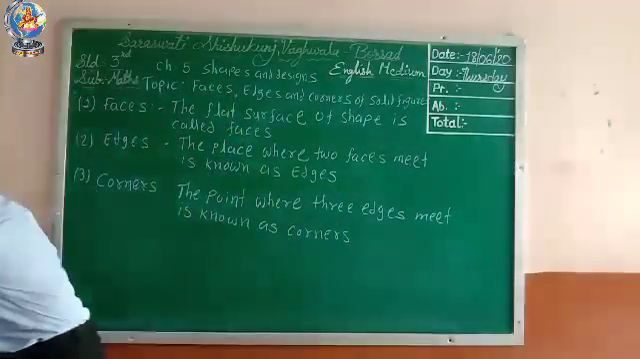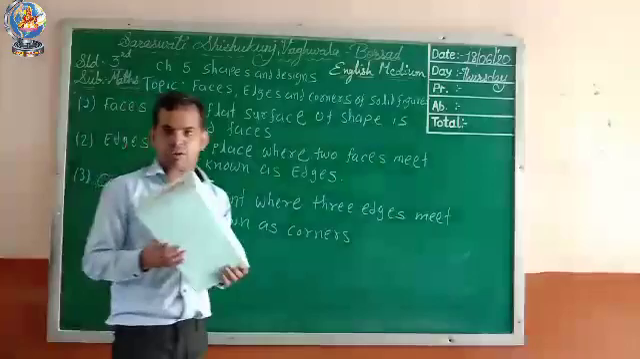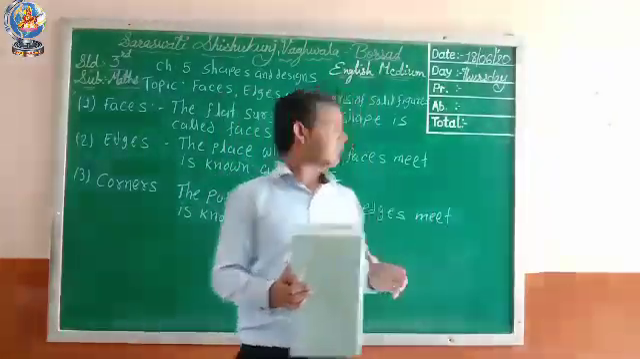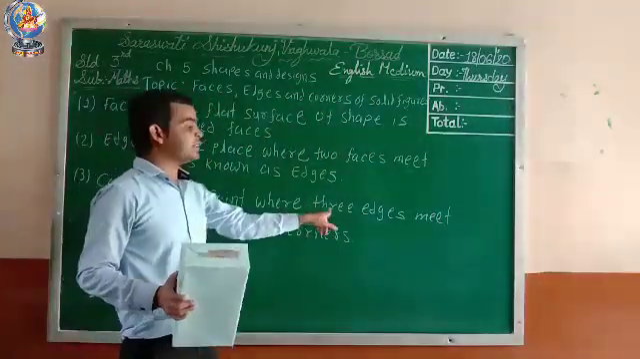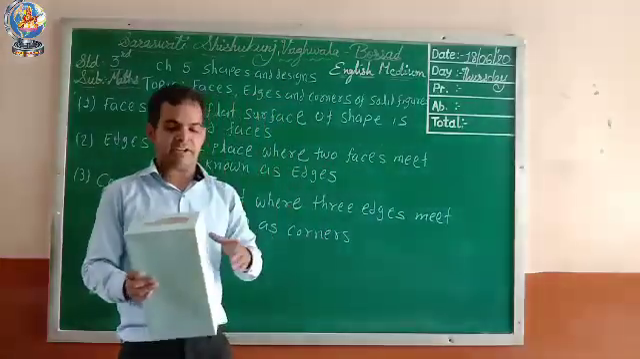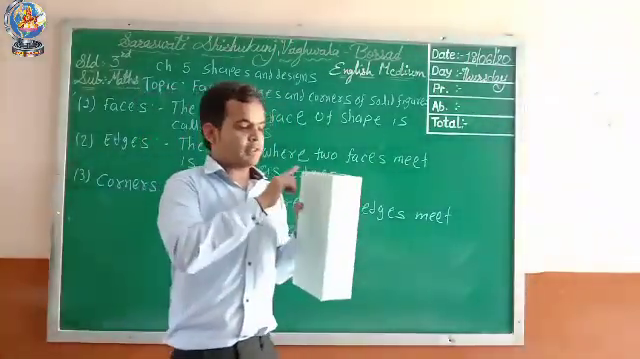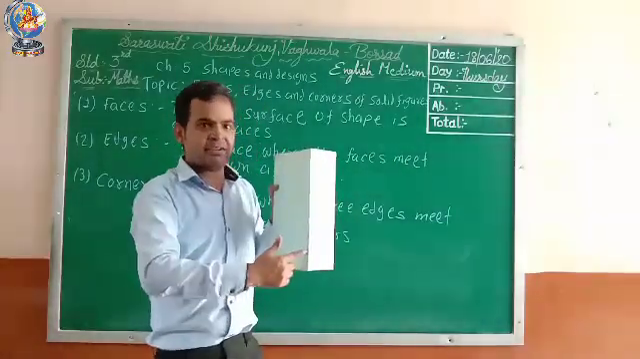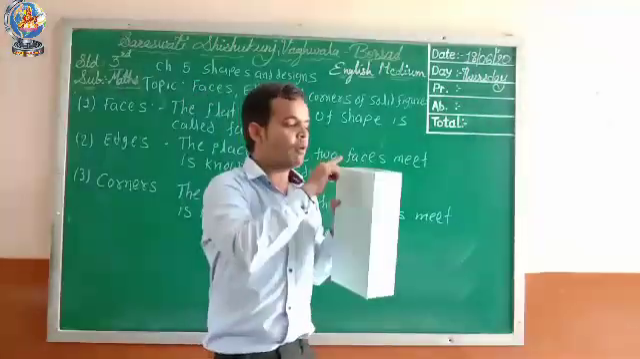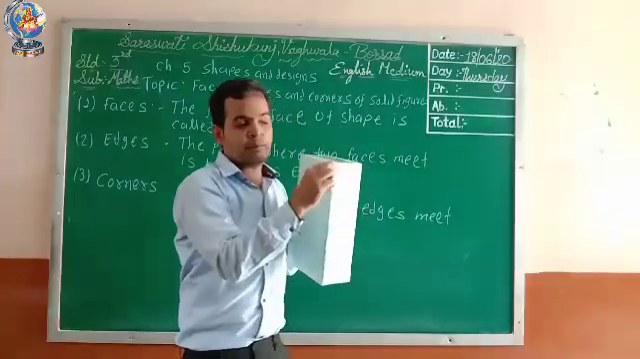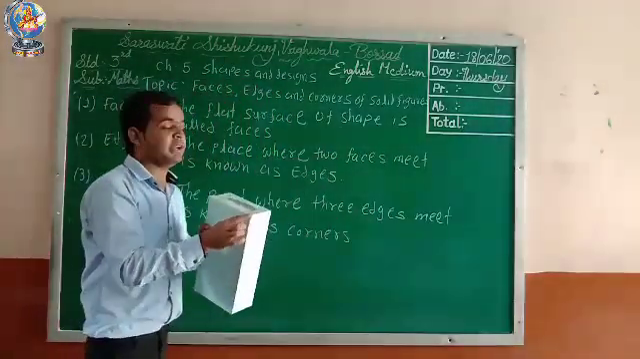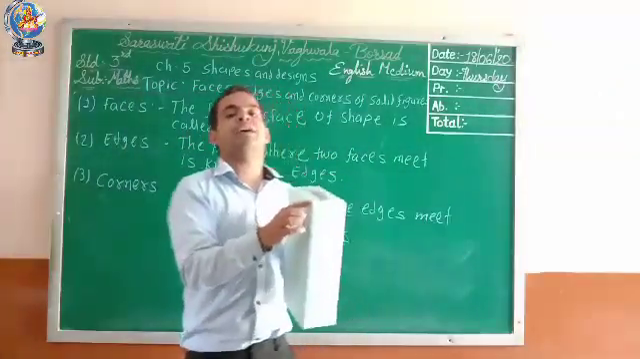Okay, now we already saw about the edges. Here, the point where three edges meet means, if you observe, where three edges are meeting. So here one edge, second edge and third edge, that point they all meet. So that point we call a corner.